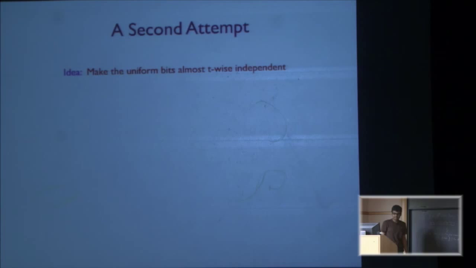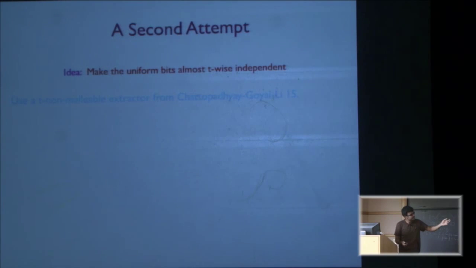Okay. The second attempt is to get more structure into these uniform bits, to make them almost t-wise independent. One could potentially try to make all the good bits uniform and independent, but that's not possible since we do not have so much min-entropy. It's a polynomially large source. All right. So for this step, we'll use this tool which is called a t-non-malleable extractor. I'll not really get into what this is. This is a recent work that I have with Vipul Goyal and Shinley, which gives non-malleable extractors for polylogarithmic min-entropy.